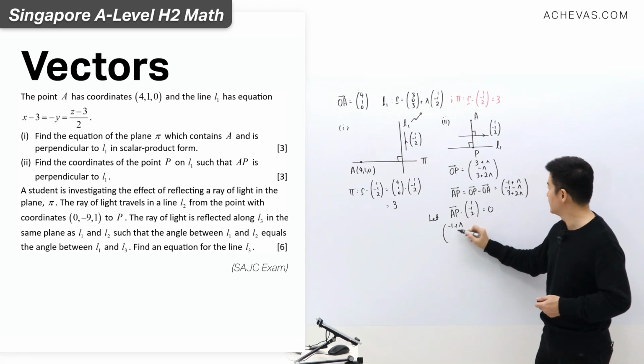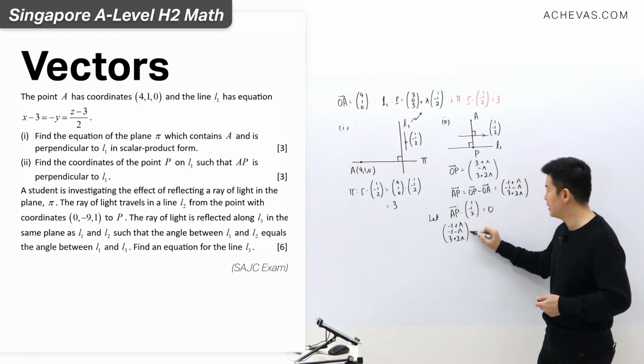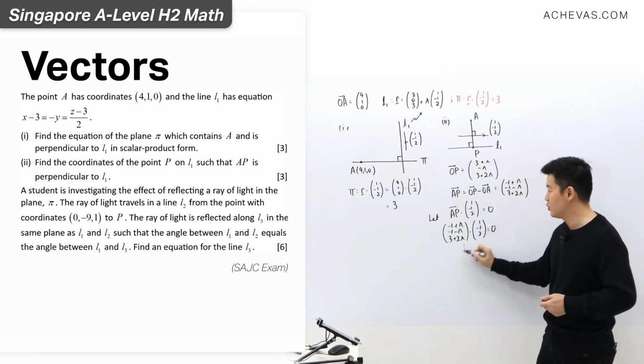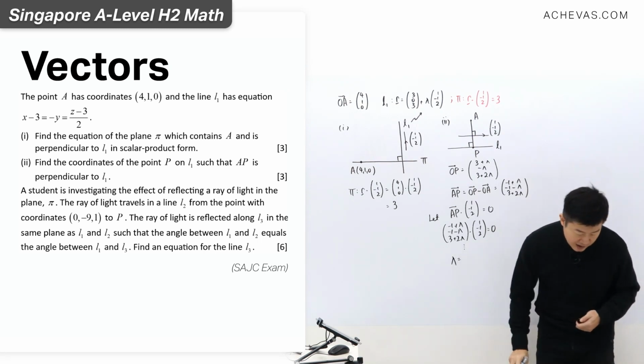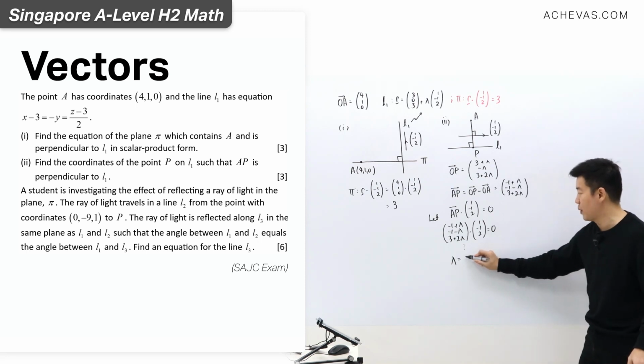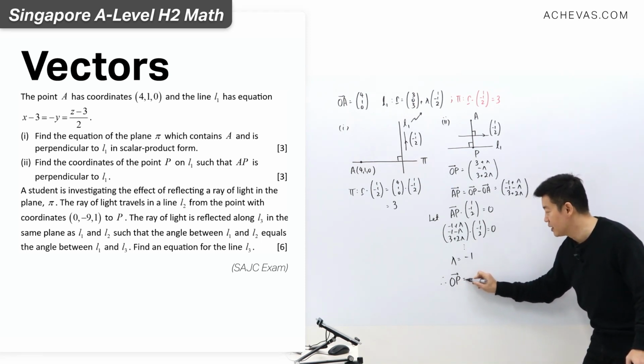So we have minus 1 plus lambda, minus 1 minus lambda, 3 plus 2 lambda, dot 1, minus 1, 2, letting this be equal to 0, working out the value for lambda. Lambda is going to be equal to minus 1. Therefore, we will be able to find OP.